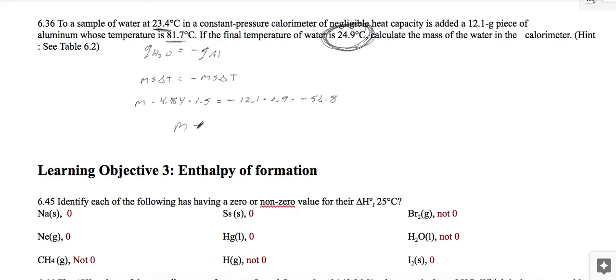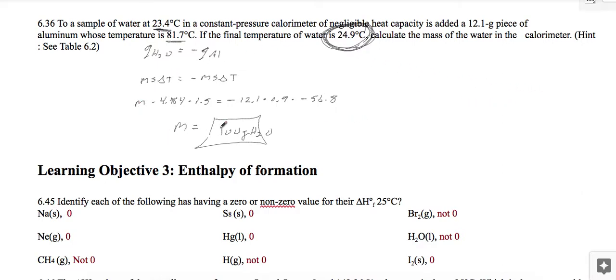Do the algebra, we end up with a mass of... oh, I do not have the answer for this one done. I apologize. I got approximately 100 grams of water. My calculator says 98.6. So say it's about 100 grams of water.